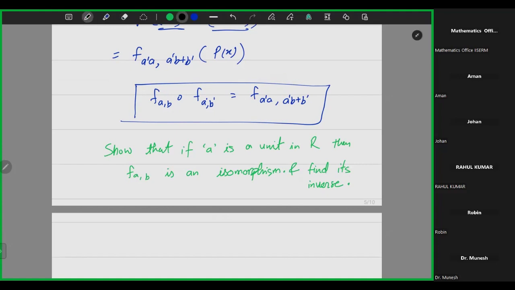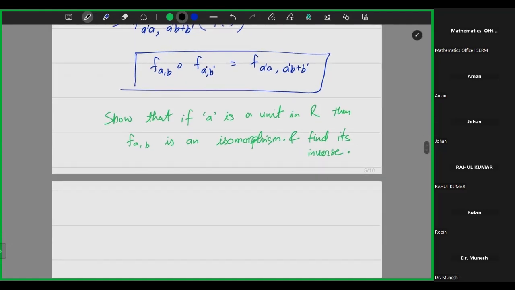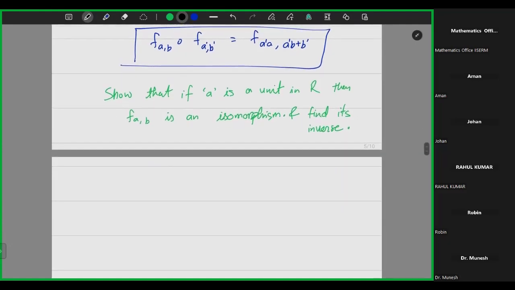Okay, so let's see what to do to get the inverse. First, let's see what is the identity morphism from R[x] to R[x]. Identity map. This is also a ring homomorphism, right? The identity map is just a ring homomorphism. Let me write it as I.